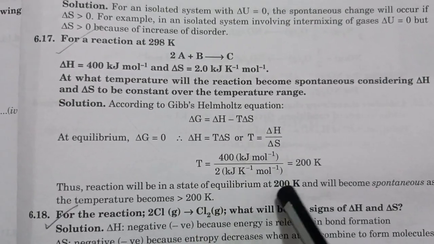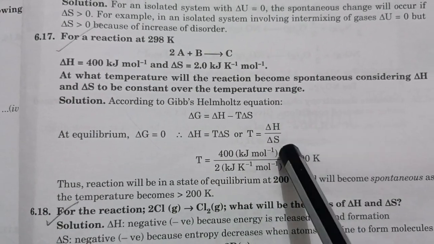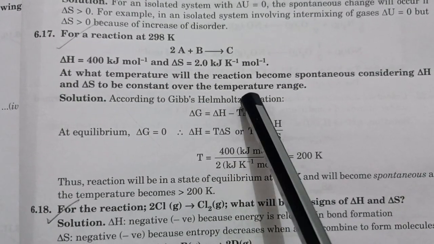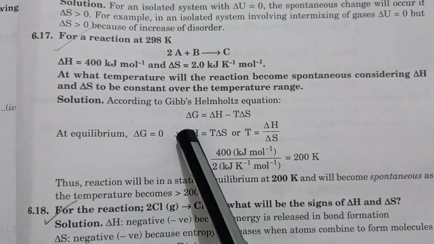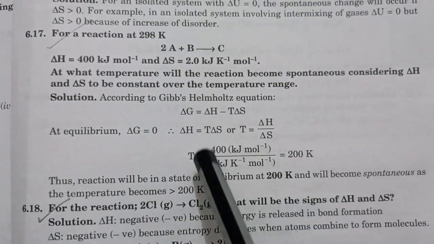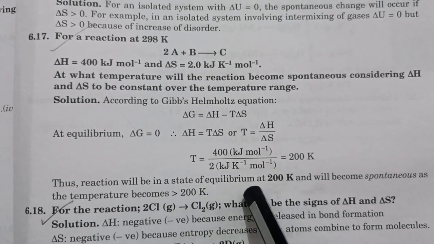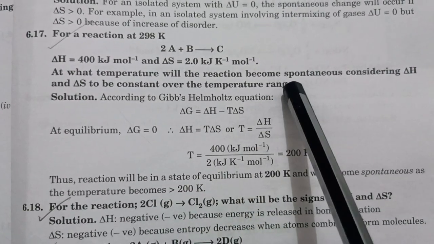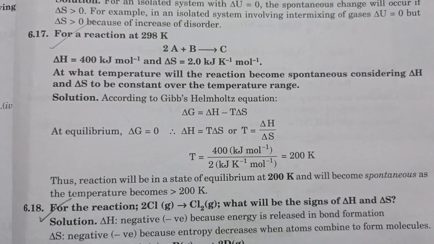So at a temperature greater than 200, because at 200 the reaction is in equilibrium, but when the temperature increases, delta G becomes negative. So this is a very good question to find the temperature at which the reaction becomes spontaneous. So I hope it is clear to you.